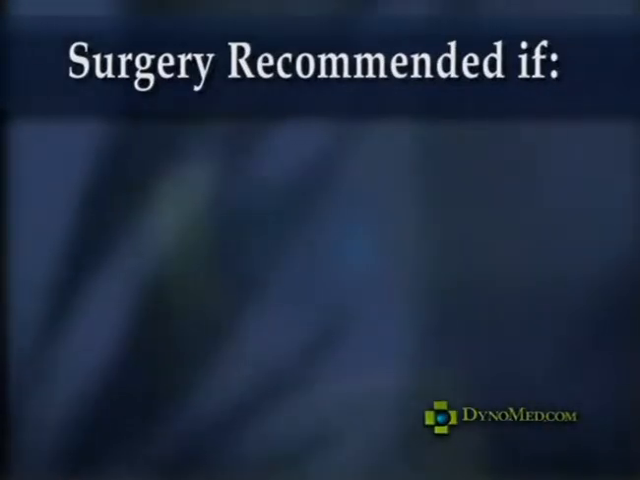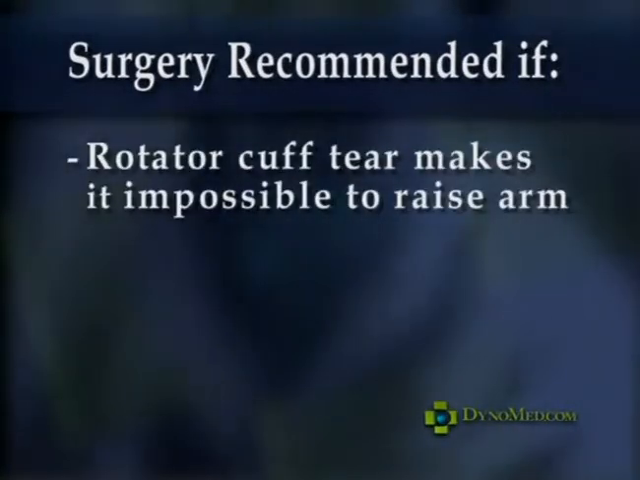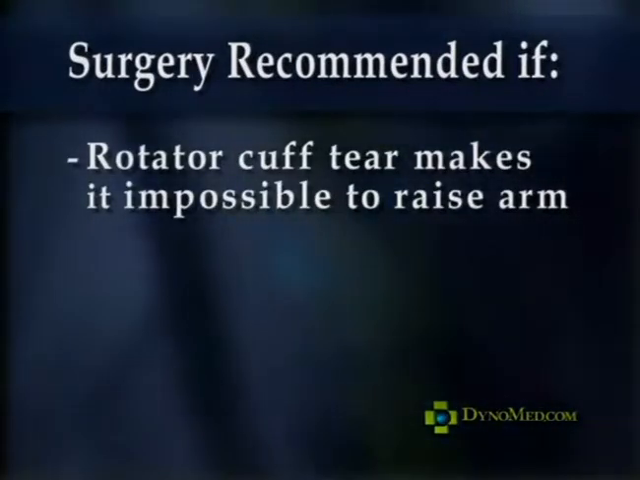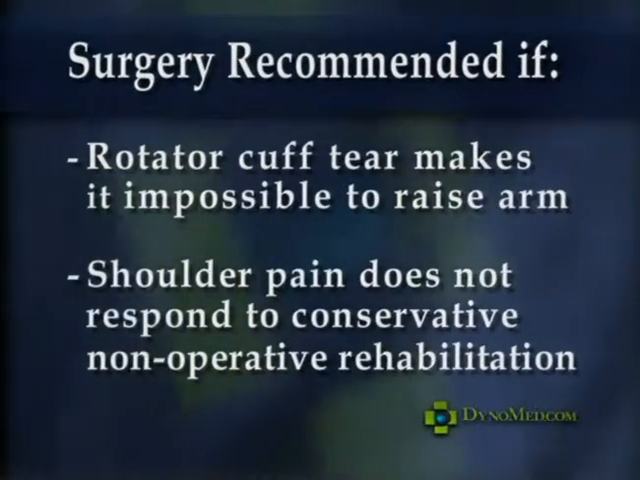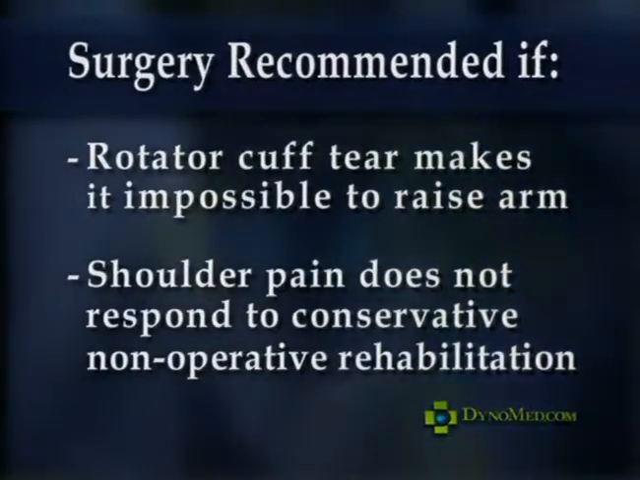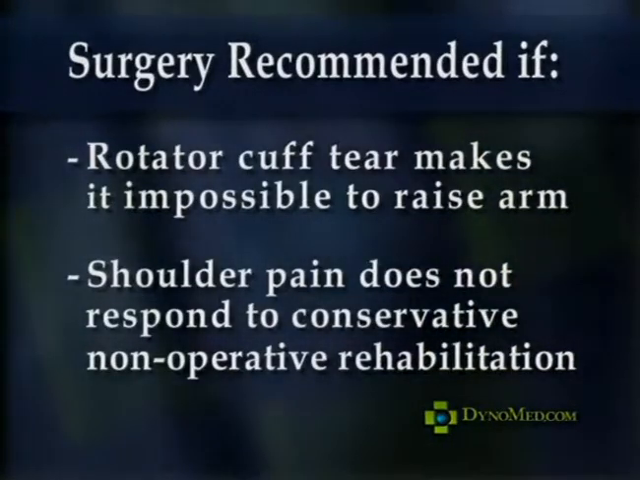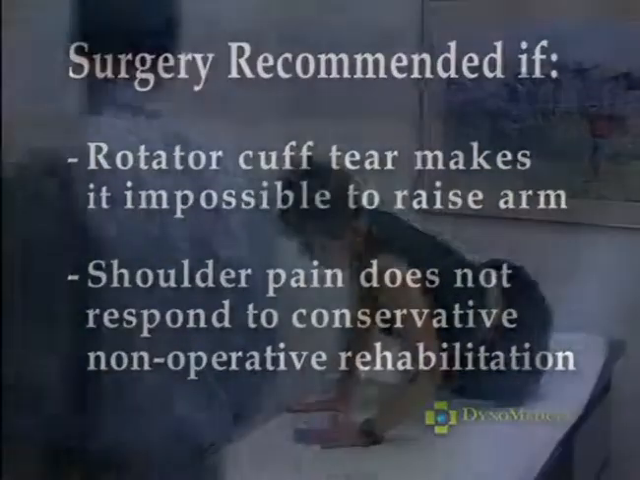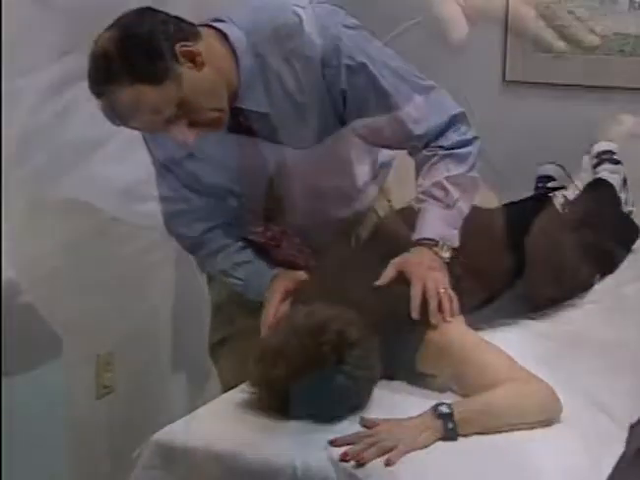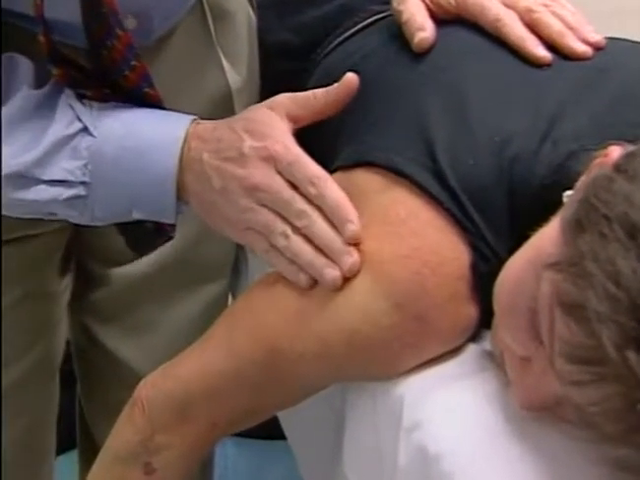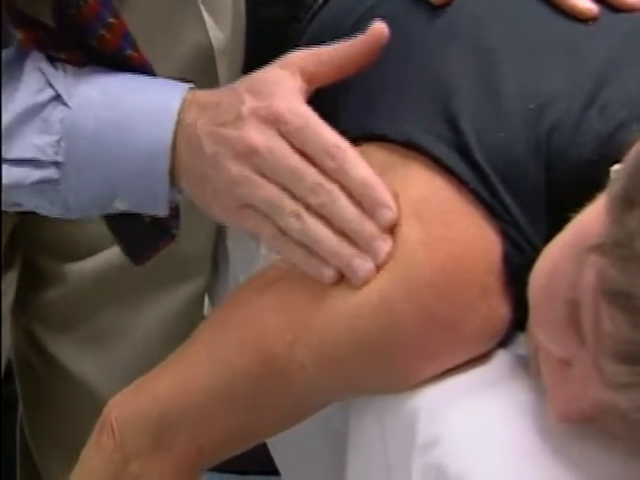Surgery is normally recommended if a rotator cuff tear makes it impossible to raise the arm by itself, or if the shoulder pain does not respond satisfactorily to conservative, non-operative rehabilitation. The timing of surgery also depends on the extent of the damage to the rotator cuff, as evidence suggests that repairing complete tears of the tendons within 3 months of injury results in a better outcome.